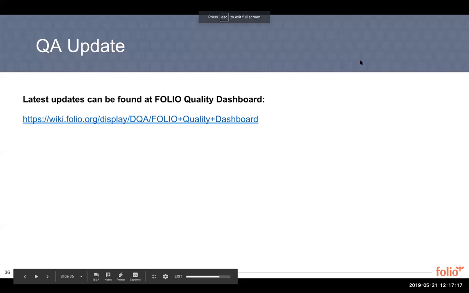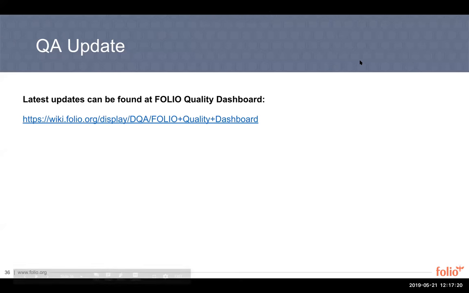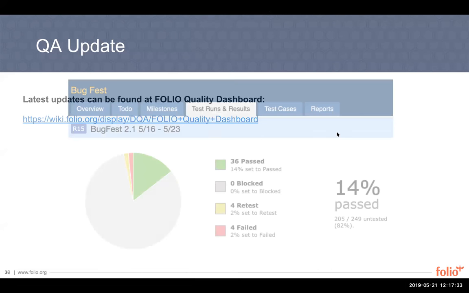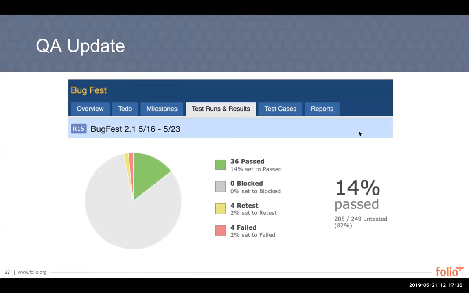So as usual, updates are available at the quality dashboard. Link is provided. So please see, if you're interested, what's going on at the dashboard. Okay. So we are running the bug fest as we speak. And this is the screenshot from this morning. We are using TestRail now. We're not running off the Google spreadsheet.